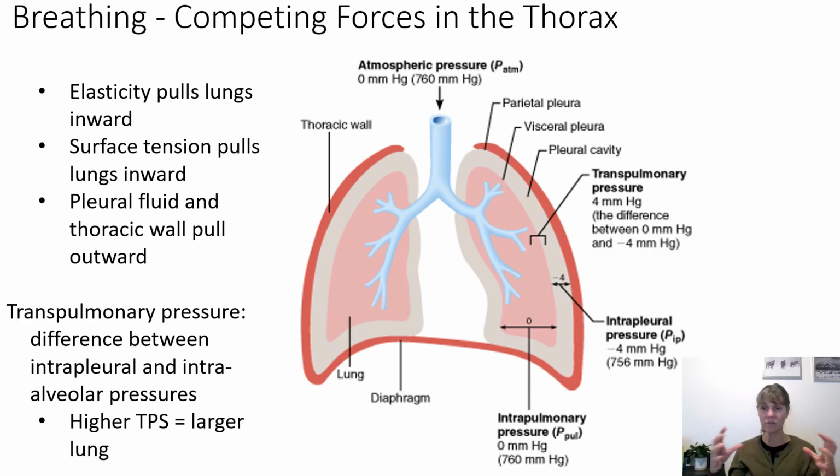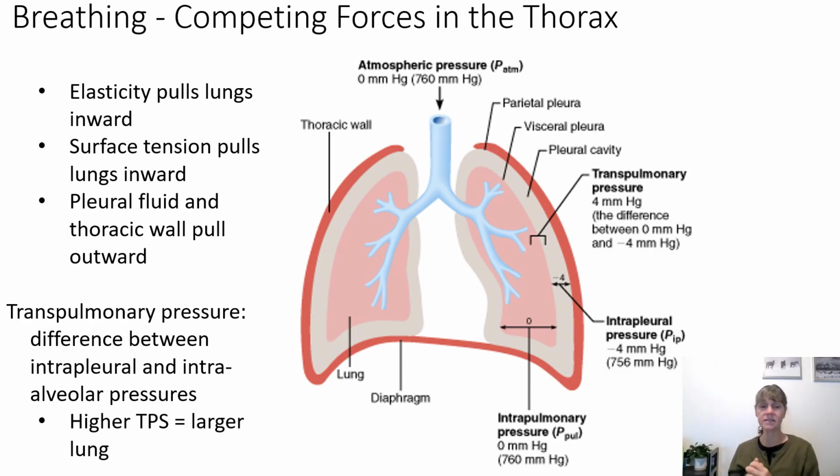We've got these competing forces within the lungs and outside of the lungs that are trying to move the lungs in or out. And the elastic connective tissue within the lungs wants to pull them inward. Surface tension in the fluid in the lungs wants to pull them inward. However, the pleural fluid and the thoracic wall are keeping them outward.